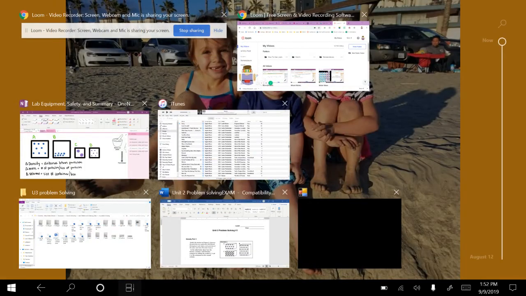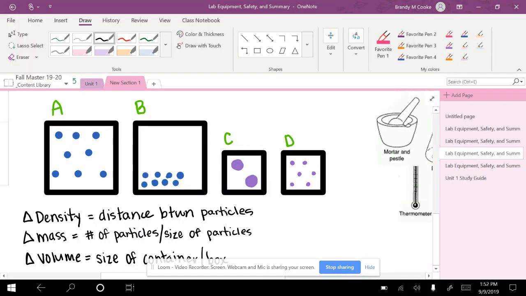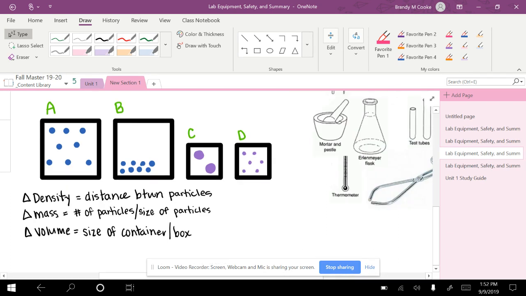Hey everyone, in this video we are going to talk a little bit about density concepts and how we can use particle diagrams to help us better understand what density is as well as the variables that are associated with it. So I have four boxes here, box A, B, C, and D. And down below I wrote what it is in the picture that would have to change in order to see a change in that variable.